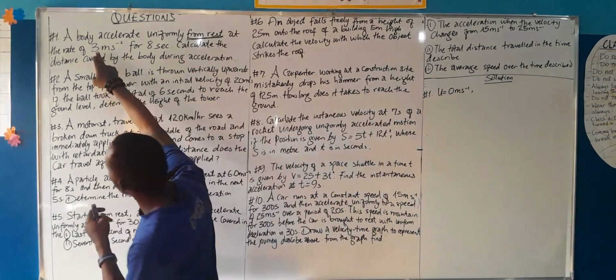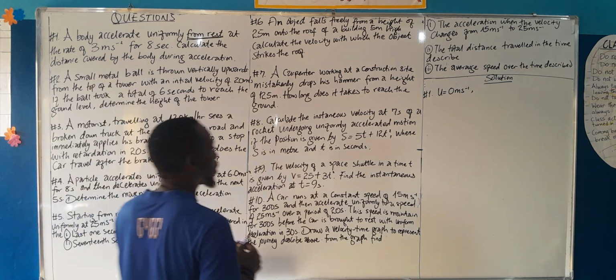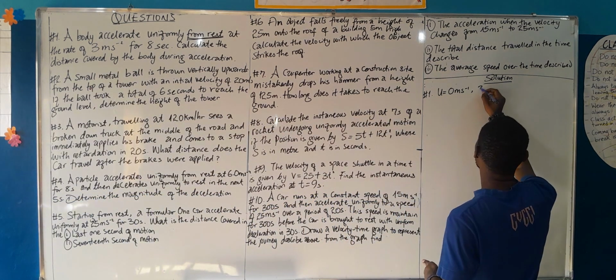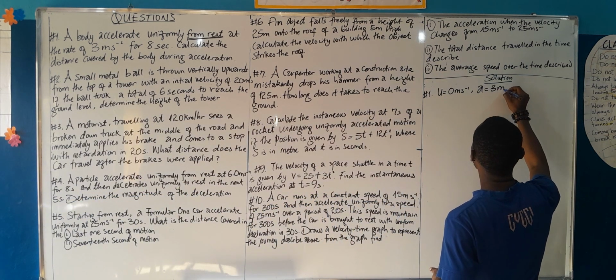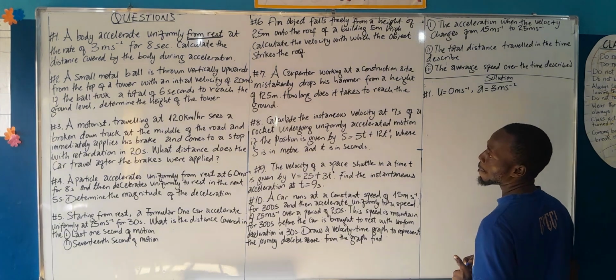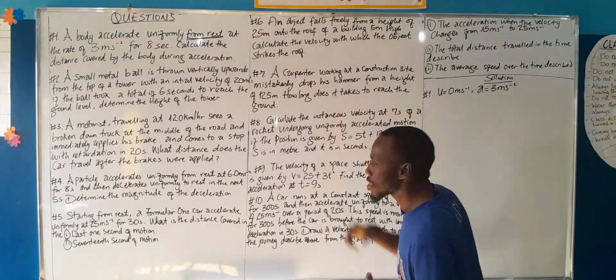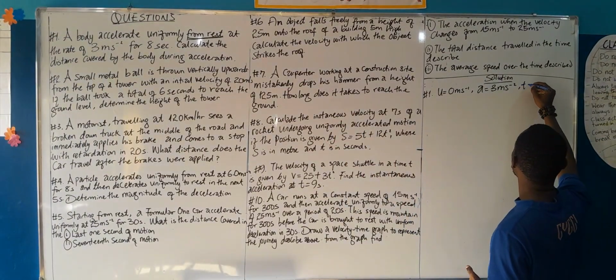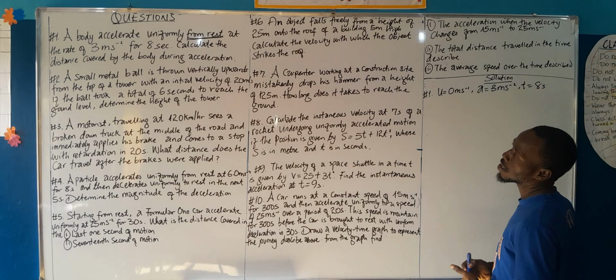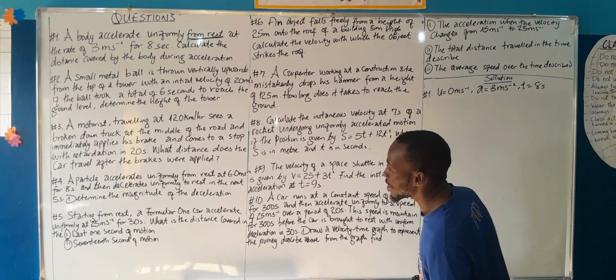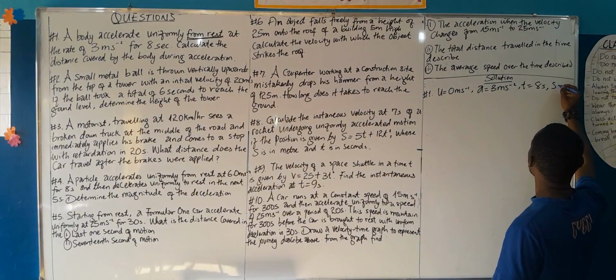So this is 3 meter per second squared. Accelerate. So I'm going to write a equals 3 meter per second squared. For 8 seconds, it means the time is 8 seconds. Calculate the distance S.